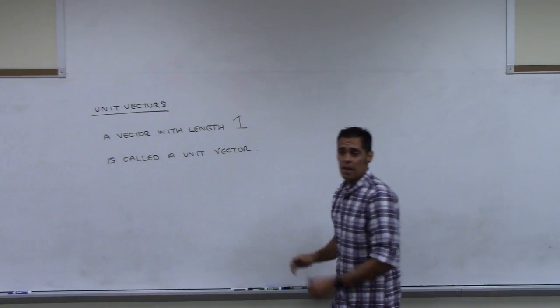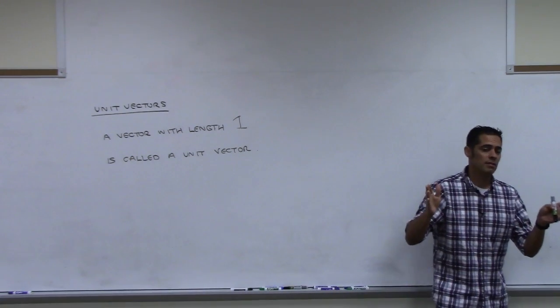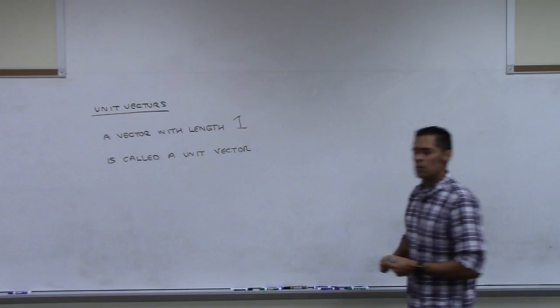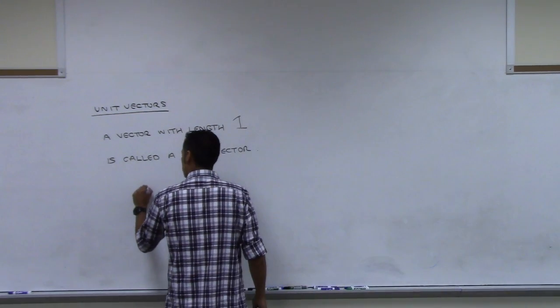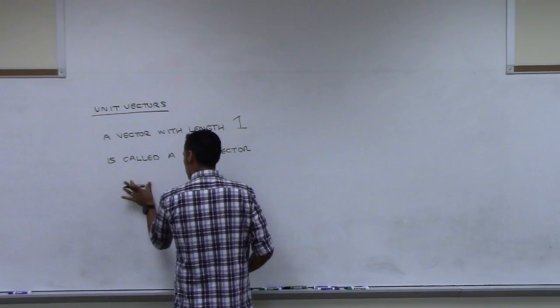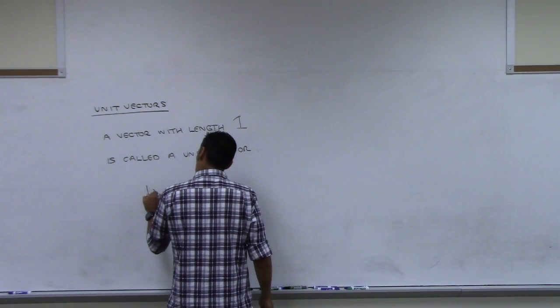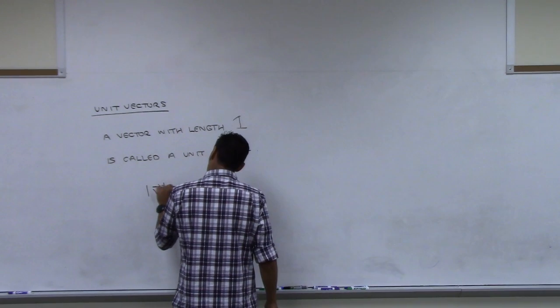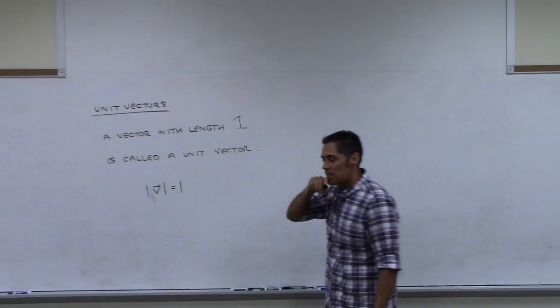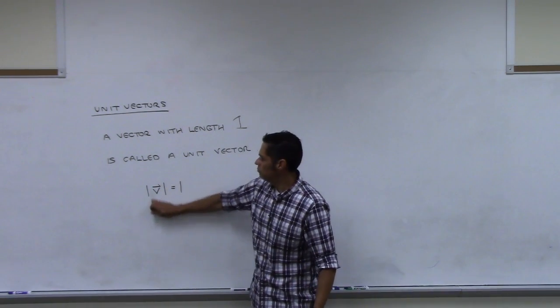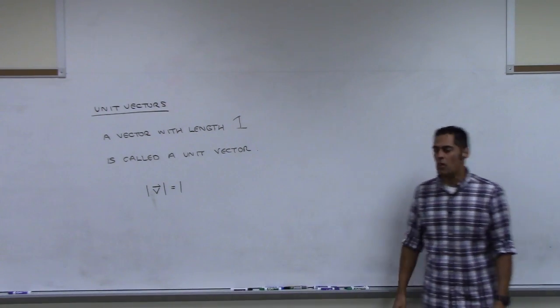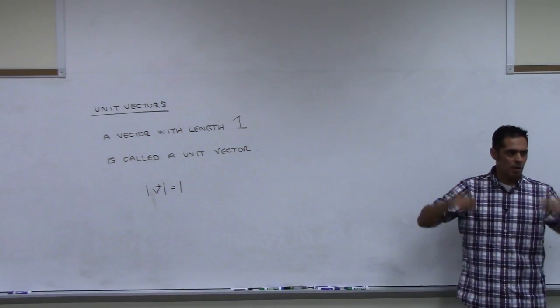Any vector that has a length of 1 is called a unit vector. So what we need is for this to be true: the length of the vector, we'll call it vector v, is 1. That means v would be a unit vector. Do y'all remember that notation, like the absolute value bars? Okay.